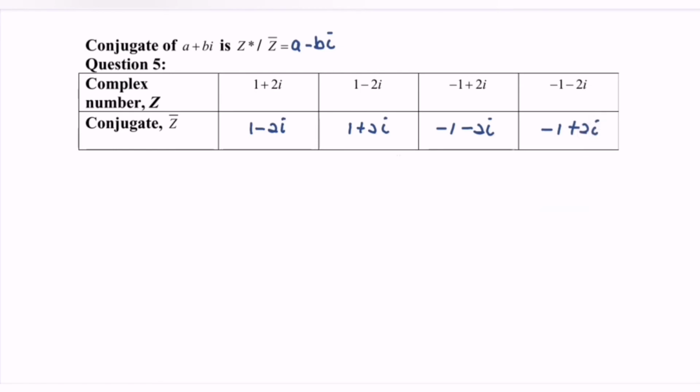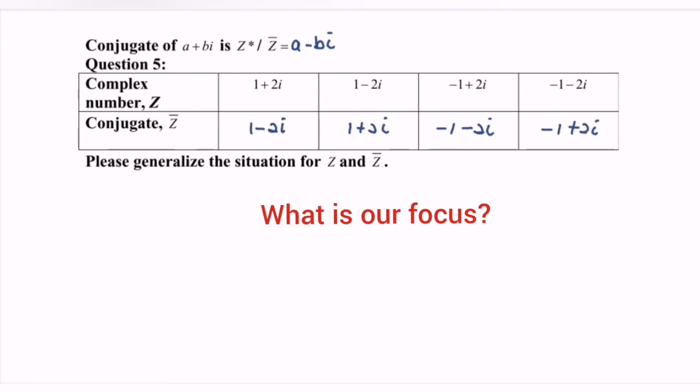Well, we have gone through 4 examples. I believe that you have noticed a pattern and we need to make a general conclusion, or we may say we need to deduce or generalize the situation for z or z bar. How to determine the conjugate of a complex number? What is our focus? Which part do we need to focus on? And what is the process?